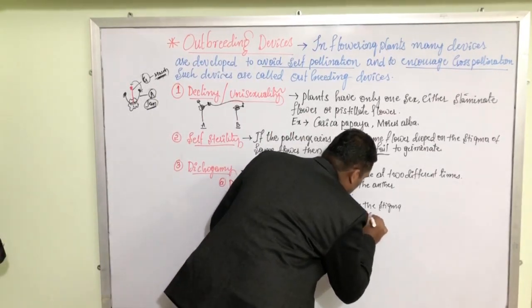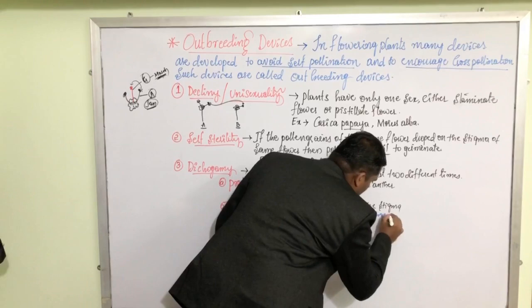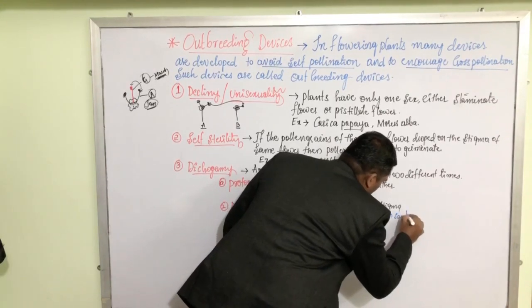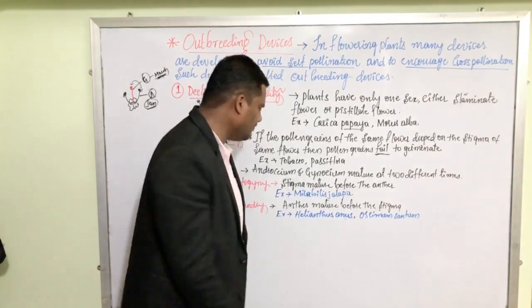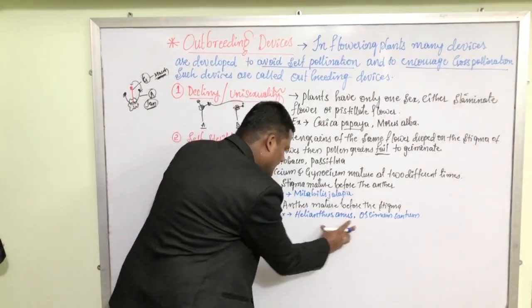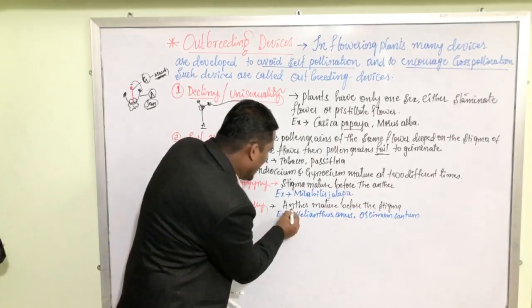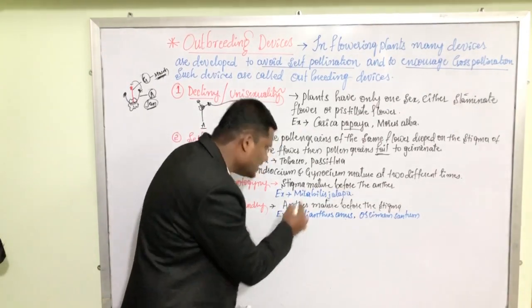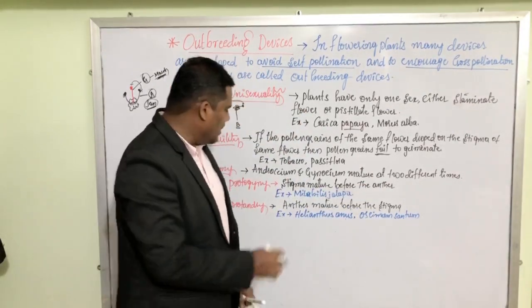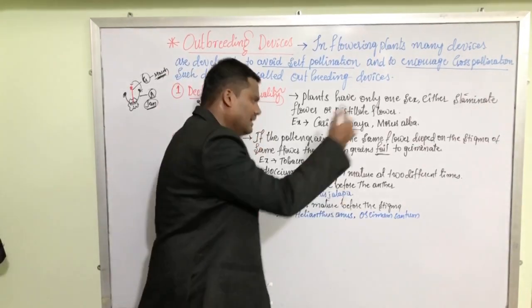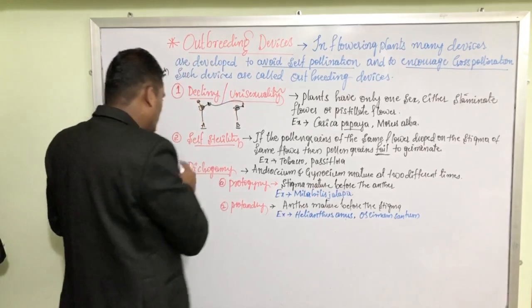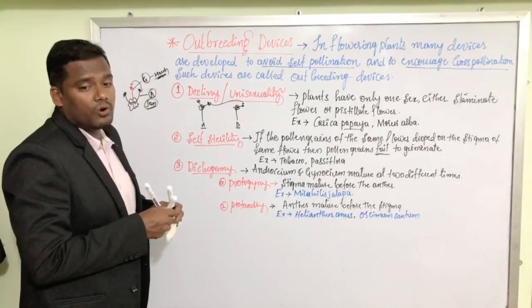And Ocimum sanctum, tulsi. In Ocimum sanctum and in sunflower, the anther gets matured first, then the stigma gets matured. Whereas in Mirabilis jalapa, the stigma matures first, then the anther gets matured. Such condition is known as dichogamy.